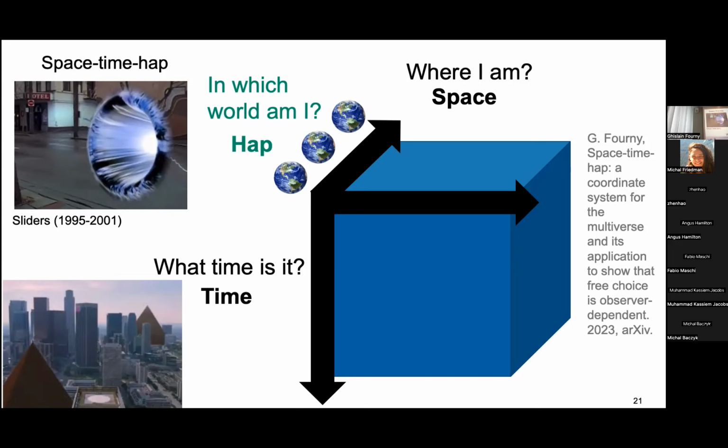This is space-time-hap. Hap comes from happenstance, right? It's a word you might have heard from also in movies, you know, the wings of the butterfly that cause the storm and so on. So I call it space-time-hap, all right? So again, the best intuition you could have is the slider series, right? You can just go to parallel worlds and not just stay in our world.